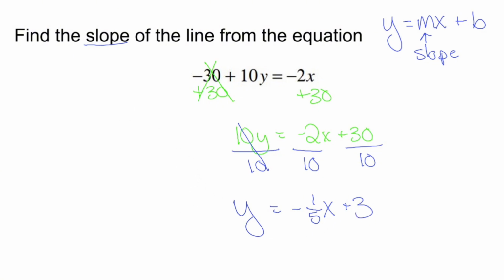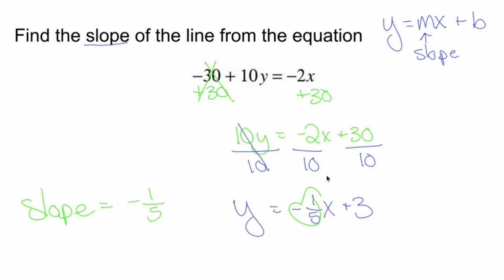Now that y is alone all by itself, I know that if that is the case, the number in front of x is my slope. So I'm going to say that my slope is the number in front of x, which is negative 1 over 5. If I knew how to circle better, that would be a whole lot better.